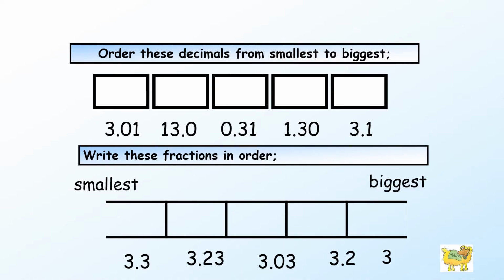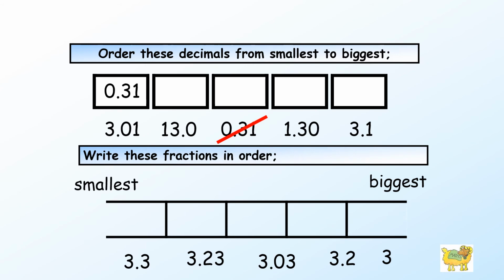Here he asked you to order these decimals from smallest to biggest. Okay, we are going to look at the smallest whole number here. We are going to look at the whole numbers. I have here 3, and here 13, and here 0, and here 1 and 3. Where is the smallest whole number? I think it's 0, so I will write 0.31 and I will cancel it.